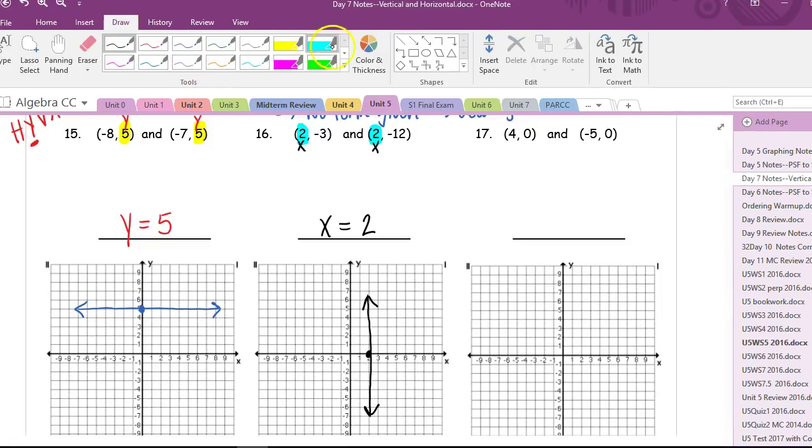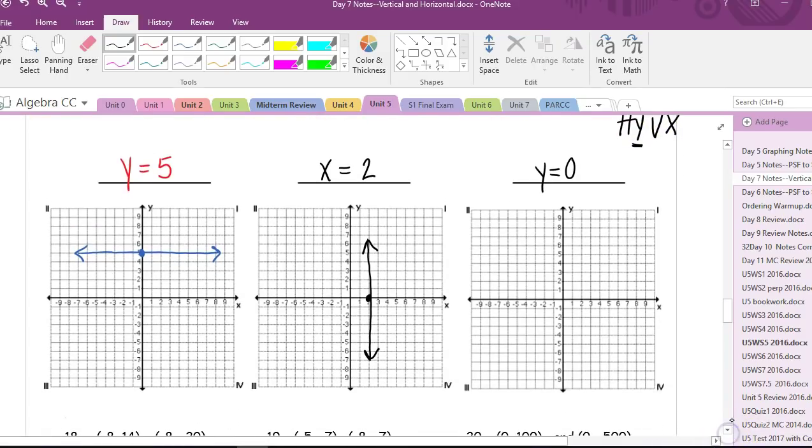Okay. All right, take a look at 17. What's common, your x's or your y's? Should be your y's. So y equals 0. Okay, again, HIVX, y equals is horizontal. So you're going to 0 and you're drawing a horizontal line, which is really your x-axis.